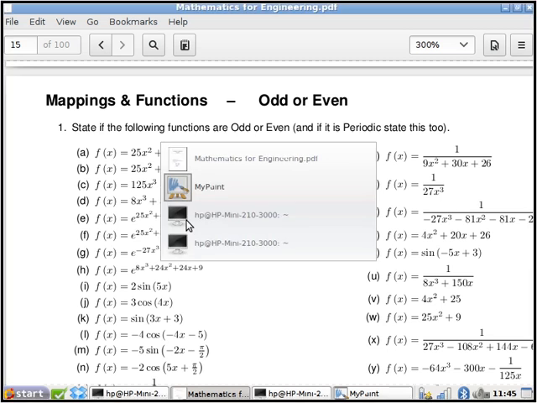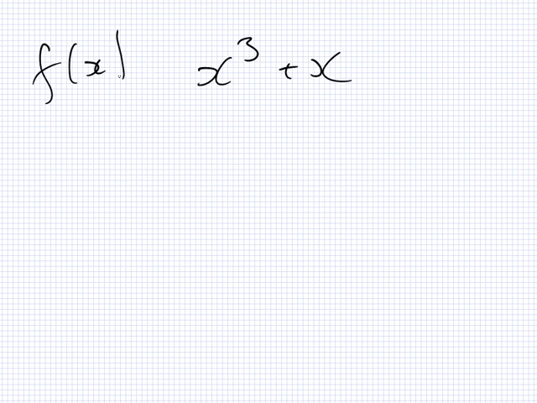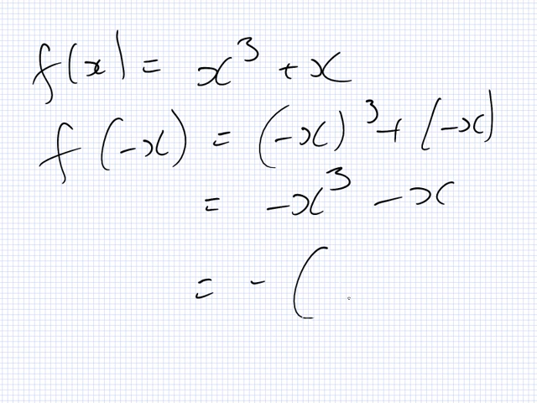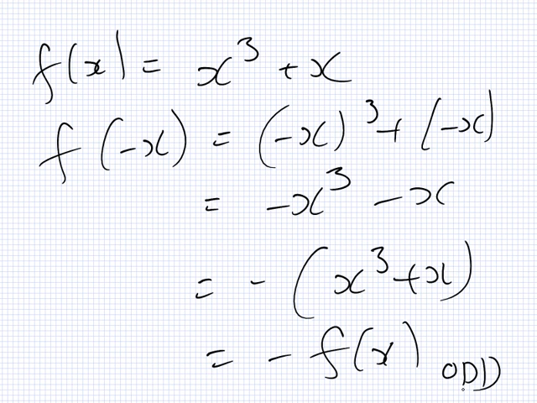Let me show you really quick. I'll do something similar. x cubed plus x, that's f of x. What's f of minus x? Minus x cubed plus minus x, which is minus x cubed minus x, which is minus (x cubed plus x), which is minus f of x, which makes it odd. Sean, is that okay now? Okay.